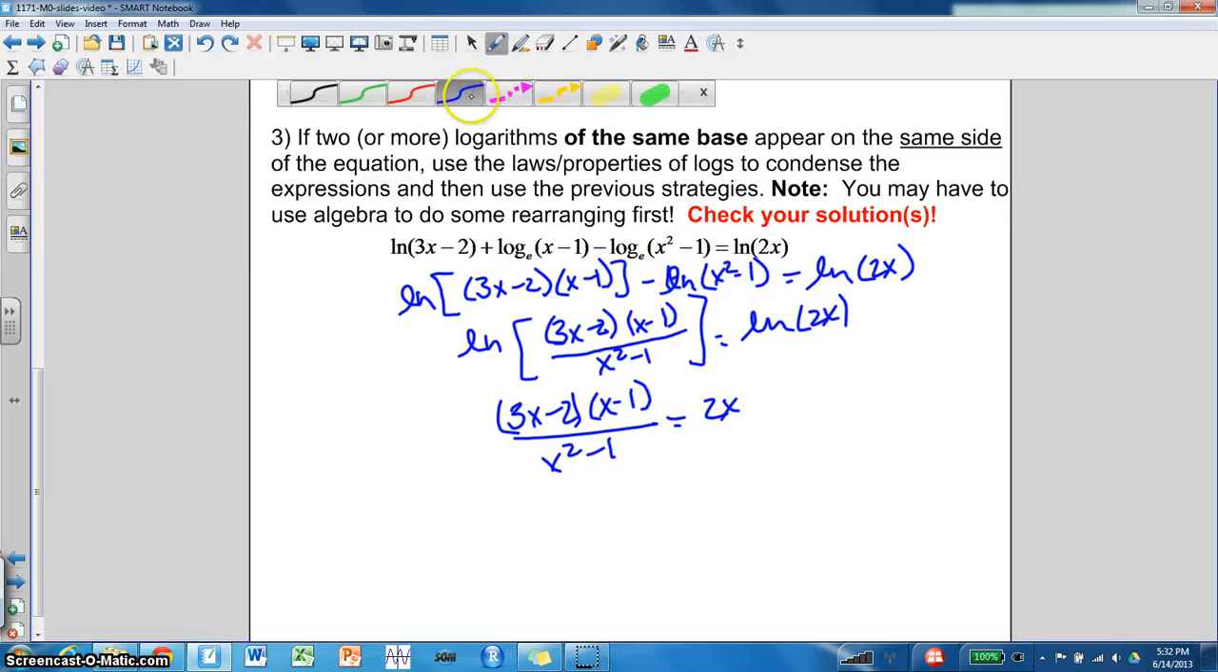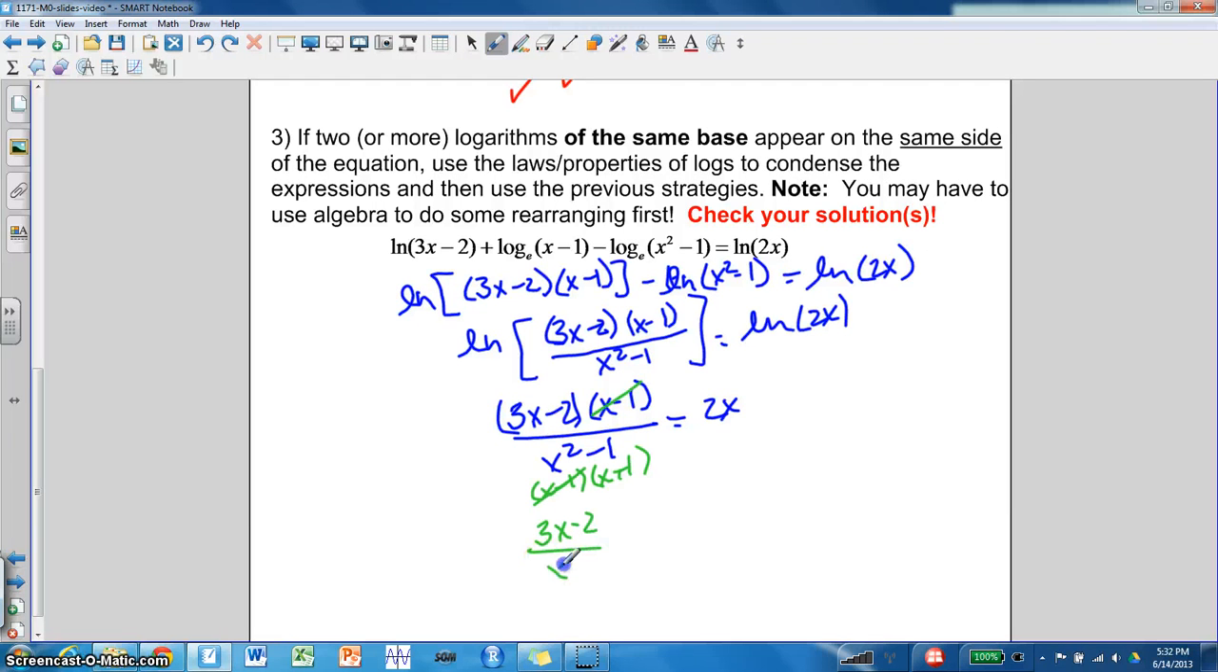Okay. Now in order to proceed, you could cross multiply and everything, but I want to actually do this division first, because remember that this is actually (x minus 1)(x plus 1). So I can cancel an x minus 1. So I can rewrite this as 3x minus 2 over x plus 1 is equal to 2x.